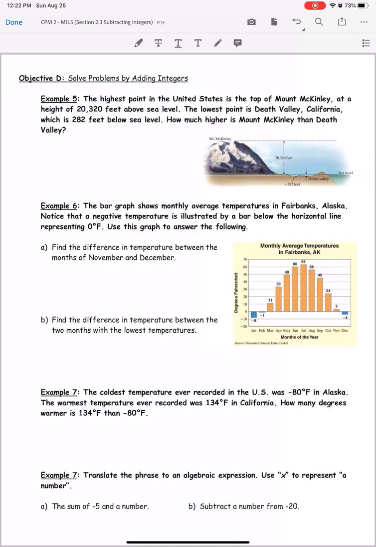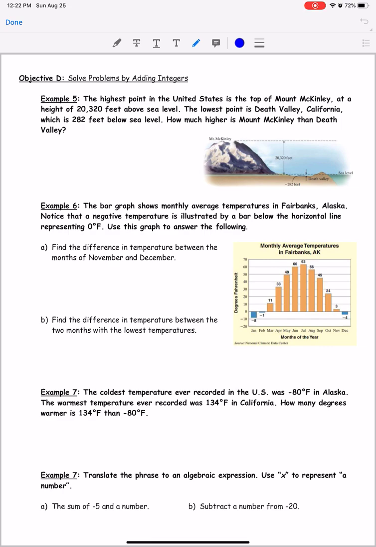And then last page, objective D, we are solving problems by adding integers. On example 5, it says the highest point in the United States is at the top of Mount McKinney, at a height of 20,320 feet above sea level. The lowest point is Death Valley, California, which is 282 feet below sea level. How much higher is Mount McKinney than Death Valley?